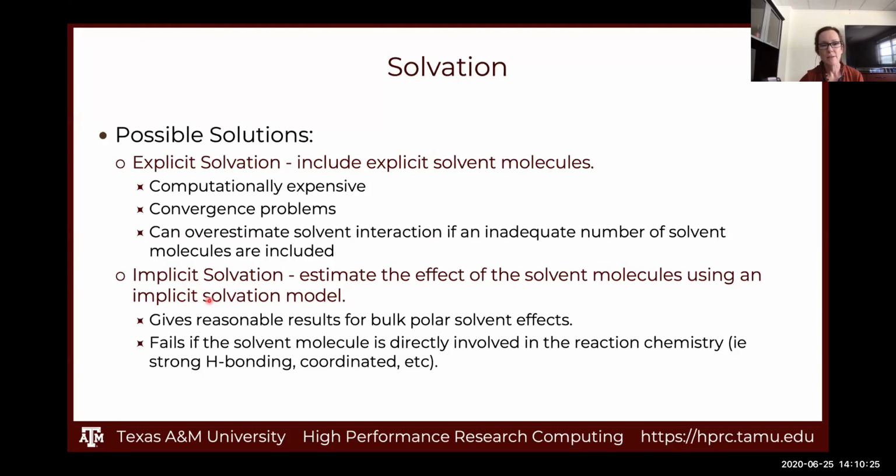So instead you can do implicit solvation, which is some kind of solvent bath, some kind of dielectric with maybe some higher order terms in there, just to give reasonable results for bulk solvent effects, whether that be polar or nonpolar. For implicit solvation, one thing that it definitely does not do a good job of reproducing is hydrogen bonding effects, or if the solvent molecule is directly coordinated to your molecule of interest, which happens a lot with transition metals. So implicit solvation is not going to handle either one of those. It's not going to give you good results if you have hydrogen bonding between the solvent and the solute, or if you have direct coordination.